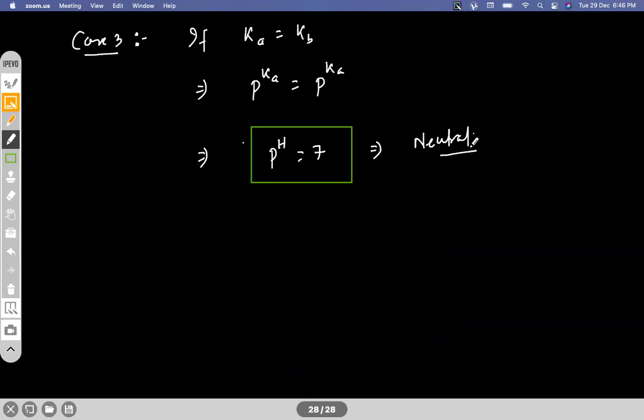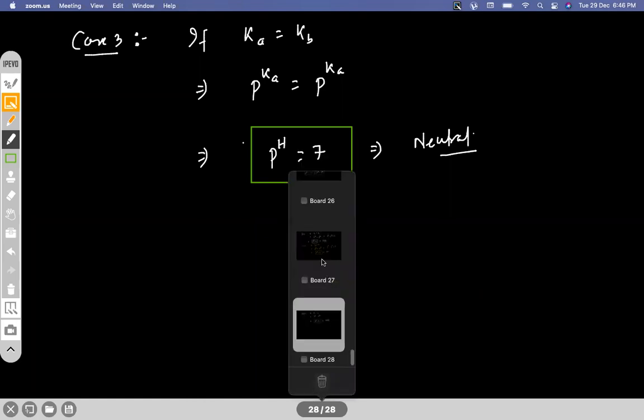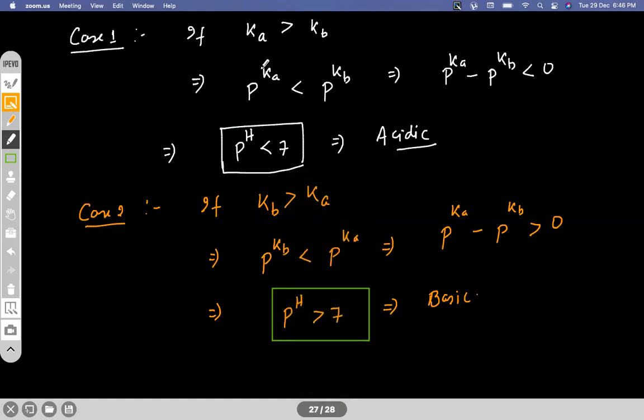Okay, so all three conditions you must take care of. Yeah, one second, I'll go back. How do you memorize this acidic or basic solution? See, whatever is more: if Ka is more, acidic; if Kb is more, basic. So whatever is more, that would be the property of the mixture.